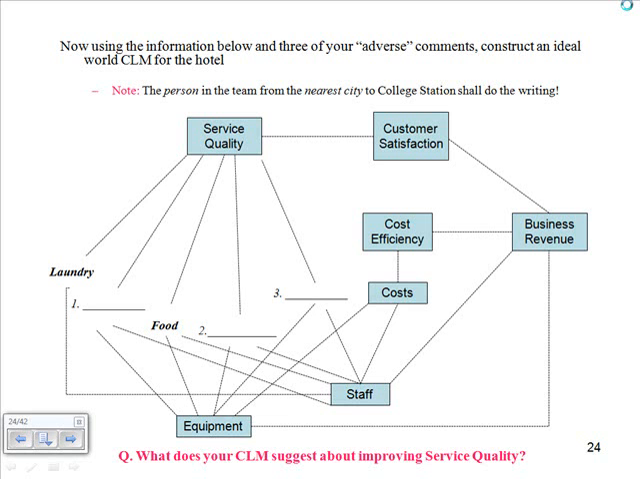Okay, I'm going to collect the handouts now. The question I want you to be able to answer is this question right here.